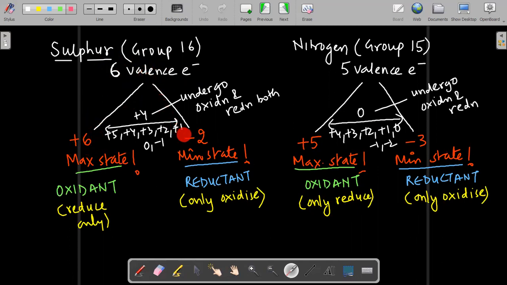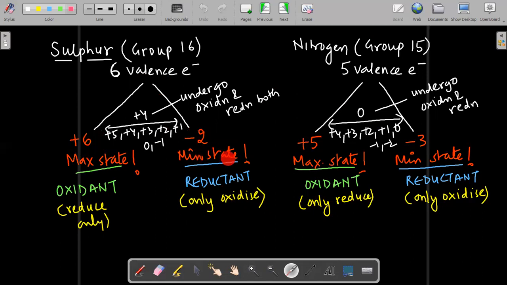और मिनिमम स्टेट निकालने के लिए जितने वैलेंस इलेक्ट्रॉन्स हैं उसको -8 कर दो, है ना? If you are having 6 electrons and 8 अगर आपको बनाना है, तो आप कितने इलेक्ट्रॉन्स एक्सेप्ट कर सकते हो? 2. 6 को 8 करने के लिए you need to accept 2, and if you are accepting electrons तो आपका स्टेट क्या हो गया? नेगेटिव. So you can simply do it as number of valence electrons -8. तो 6 - 8 करोगे, क्या आ जाएगा? -2. So maximum state is +6, minimum state is -2.